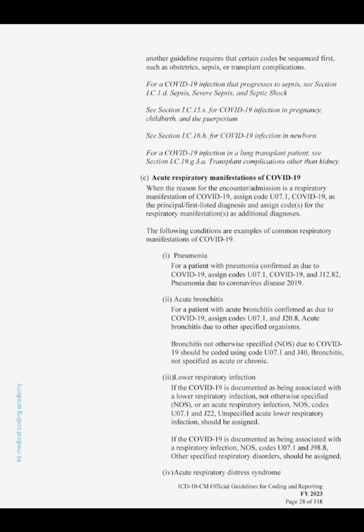III. Lower respiratory infection. If the COVID-19 is documented as being associated with a lower respiratory infection, not otherwise specified, NOS, or an acute respiratory infection, NOS, codes U07.1 and J22, unspecified acute lower respiratory infection, should be assigned. If the COVID-19 is documented as being associated with a respiratory infection, NOS, codes U07.1 and J98.8, other specified respiratory disorders, should be assigned.